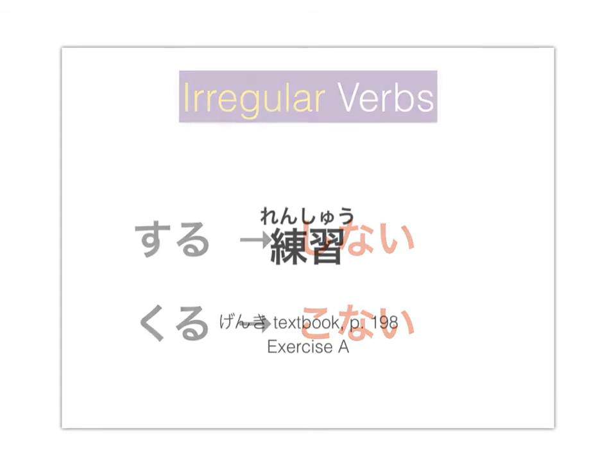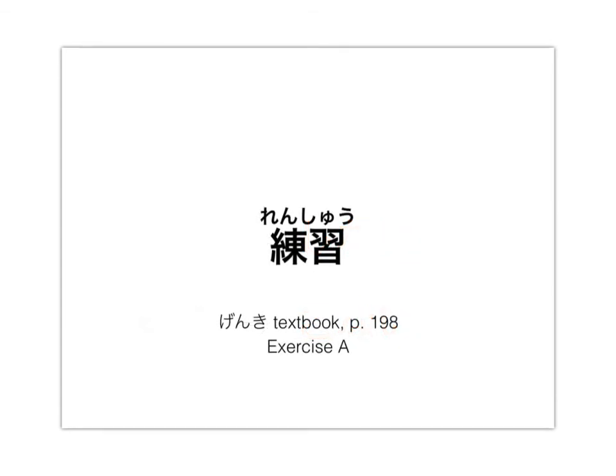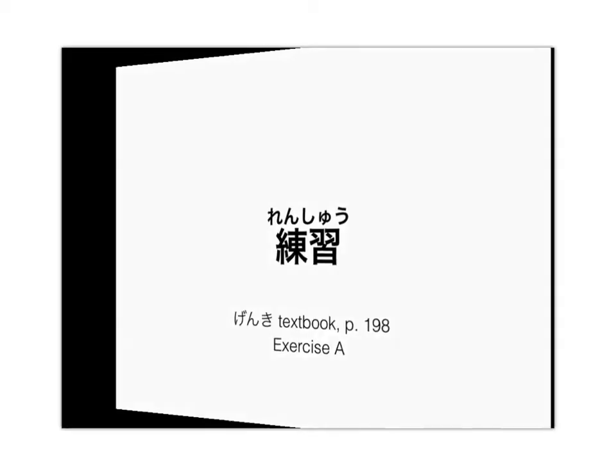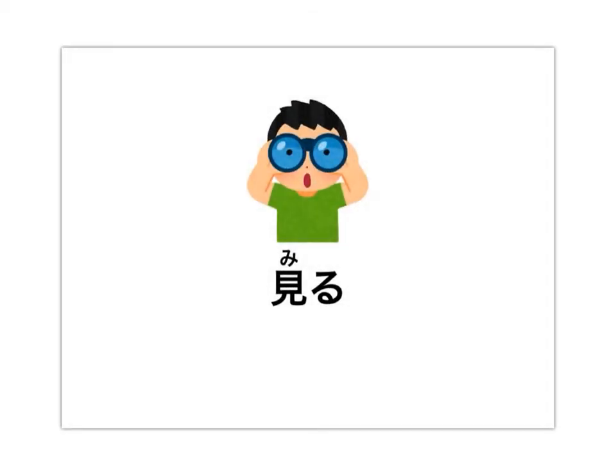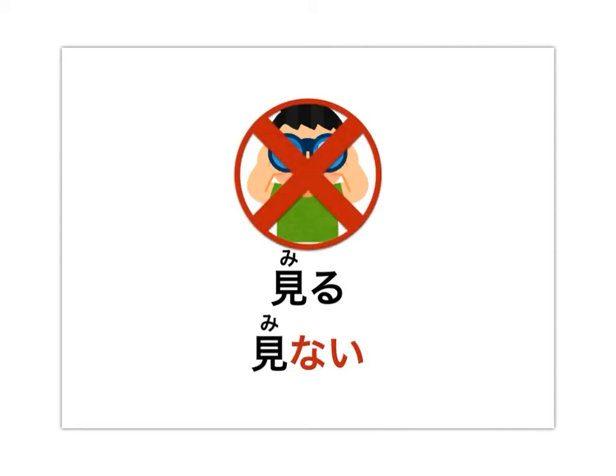Let's get some practice putting verbs into their short negative forms. I've pulled these right from the Genki textbook on page 198, exercise A. I'll give you the informal, affirmative version of a verb. I'll ask you to pause the video and see if you can come up with the short negative version of the verb. Here we go. Miru, miru. Pause the video here. Minai, minai.